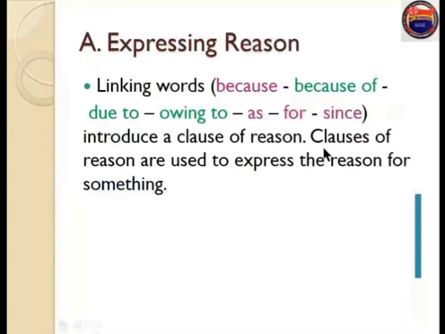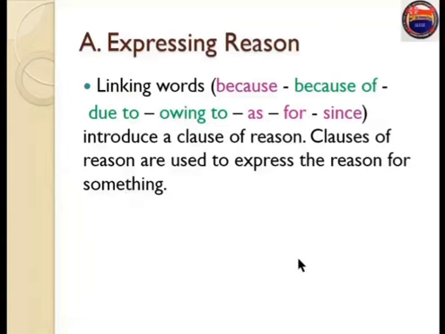Now let's start with our first job for a linking word. It's expressing reason. So linking words like because of, due to, owing to, as, for, and since introduce a clause of reason. Clauses of reason are used to express the reason for something. So you can use such linking words to tell about reason.